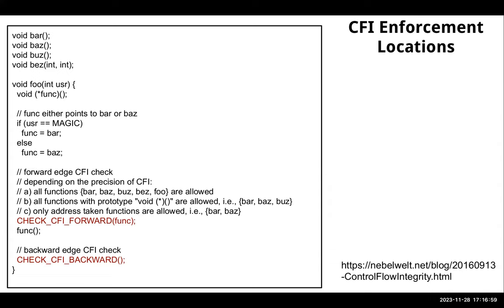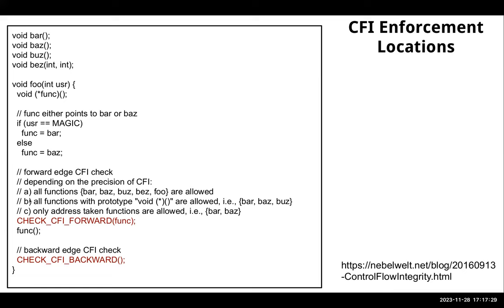So let's say the first level of precision, very coarse-grained, is that the target can be any function address, right? So it can be the address of bar, bus, or booth. But you can see that even bus doesn't have the same prototype. It's not supposed to be a good one. But that's the kind of policy CFI can enforce.